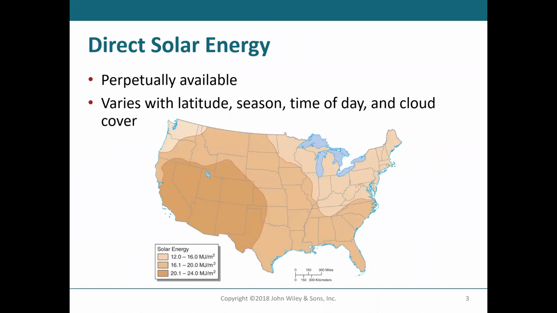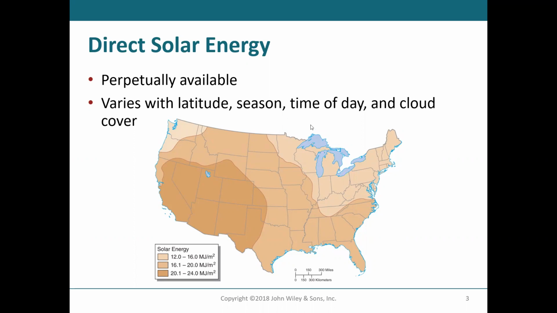Well, we know the sun produces a tremendous amount of energy, of which only a small portion reaches the earth. And solar energy differs from fossil fuels and nuclear fuels in that it is perpetually available. It is dispersed all over the Earth's surface, but it's more concentrated in some areas than others, right?